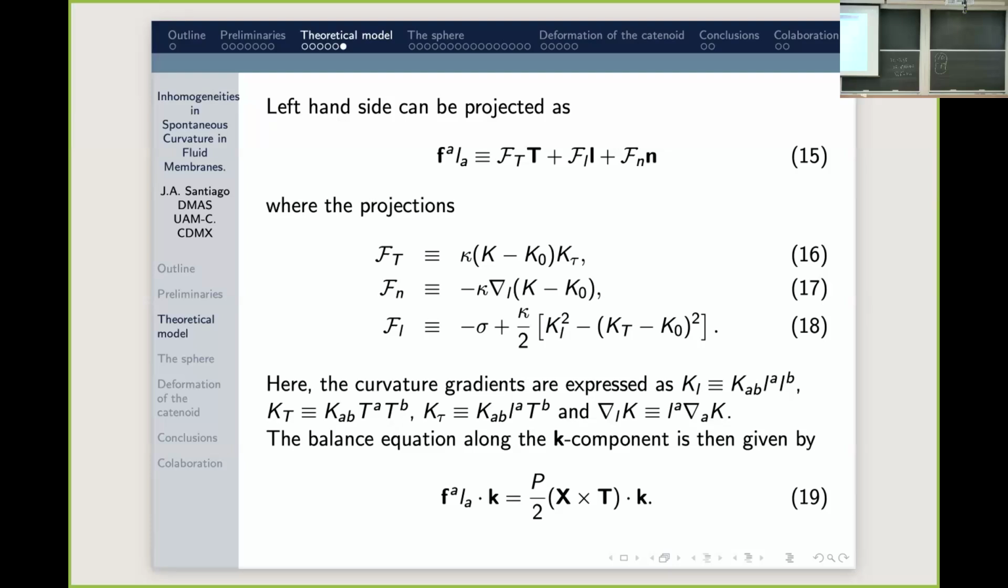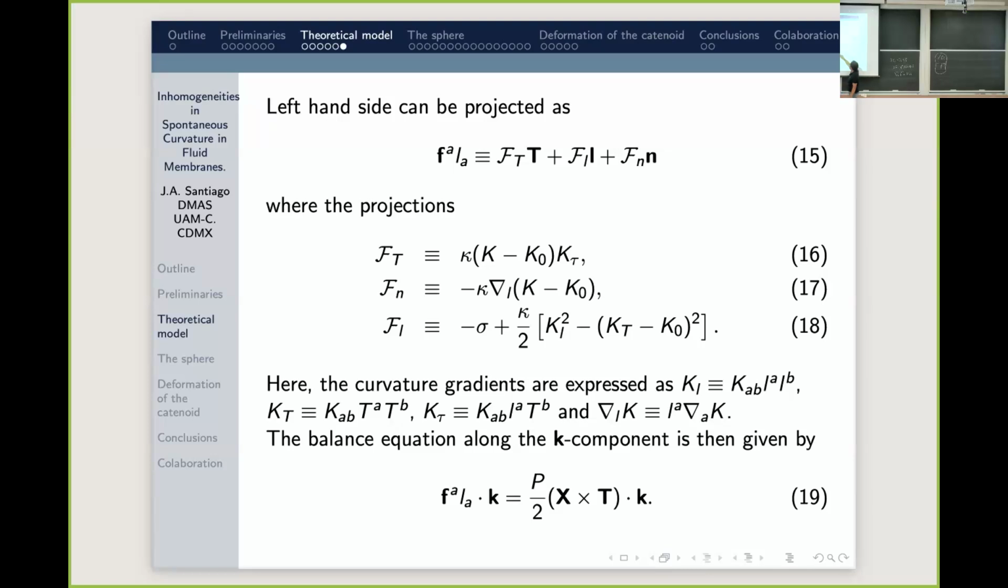In the longitudinal projection, we see the surface tension, and in the normal force, note that we have the derivative of the spontaneous curvature. That's the difference with the standard formulation. And if we have a spontaneous curvature inhomogeneous along the surface, we have a contribution to the forces that modifies the shape, right?